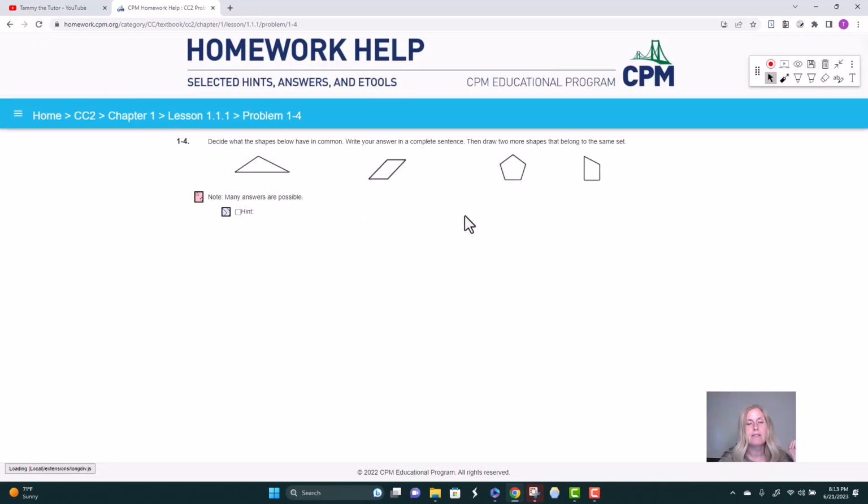Okay, so decide what the shapes below have in common. Write your answer in a complete sentence, then draw 2 or more shapes that belong to the same set. Okay, let's take a look at these shapes and see what we notice. I see a triangle, a parallelogram, a pentagon, and it looks like a trapezoid.